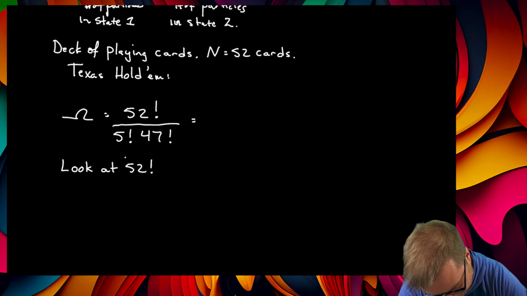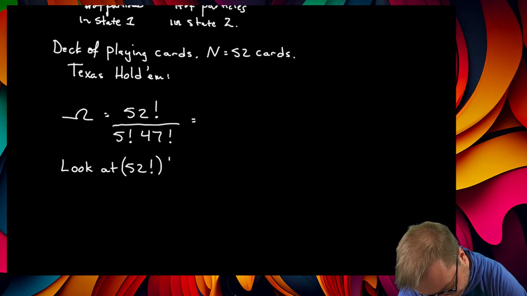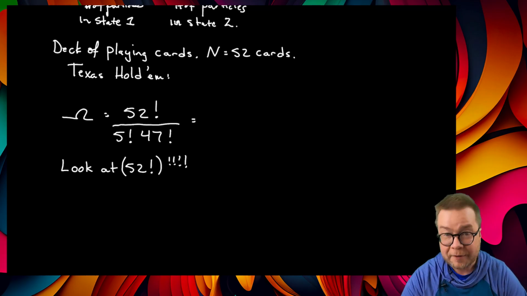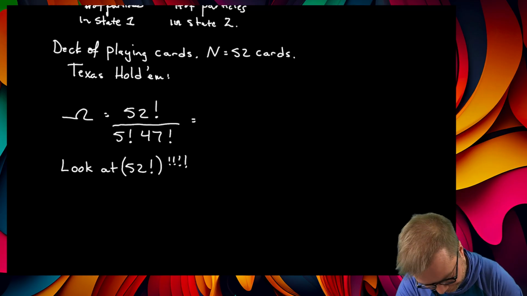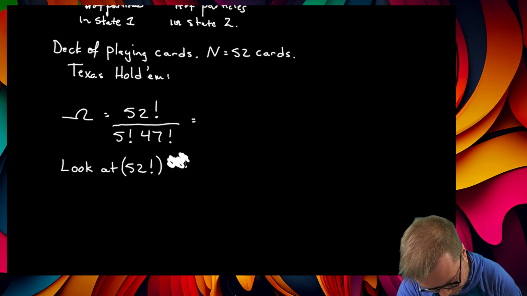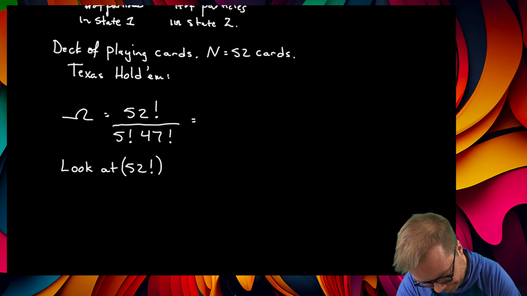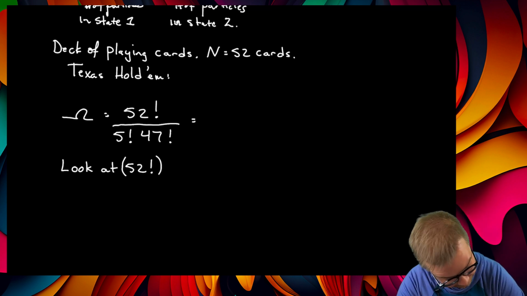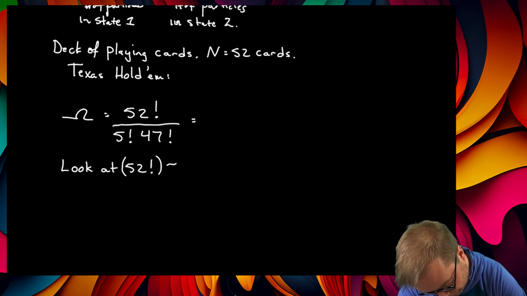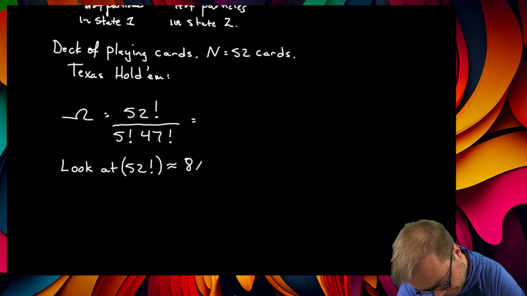Let me put it like this. Let's look at 52 factorial, exclamation point, right? I'm trying to stress here, let's look at this number. Let's not get carried away. Anyway, how big is this number? This number, if you calculate it, is about 8 times 10 to the 67.